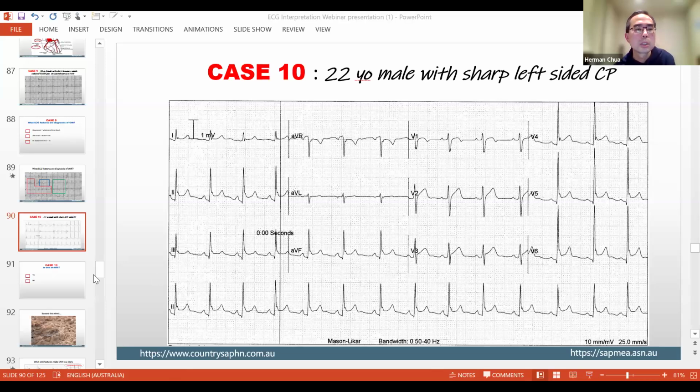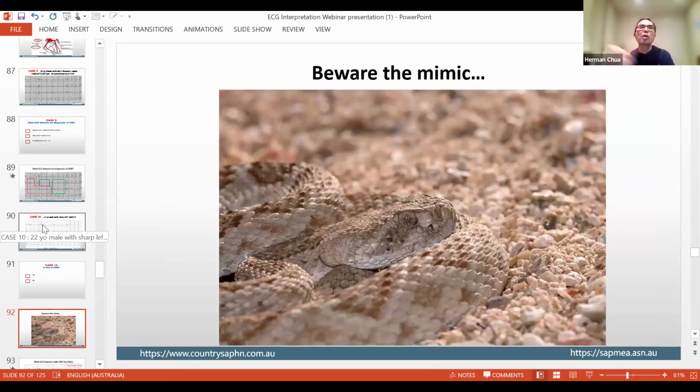Okay, so it can be tricky, right? The thing is that there are mimics of ST elevation, and that's why that concept and paradigm of ST elevation is faulty, because not all ST elevation represents acute coronary occlusion or myocardial infarction. There are causes of ST elevation that are not occlusion myocardial infarction, and this is one of them.